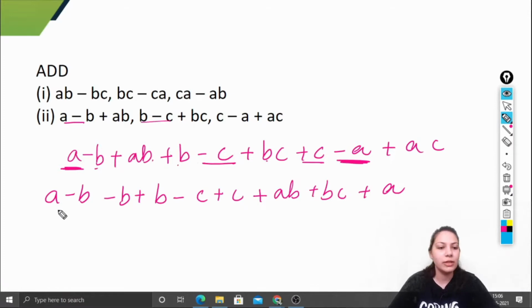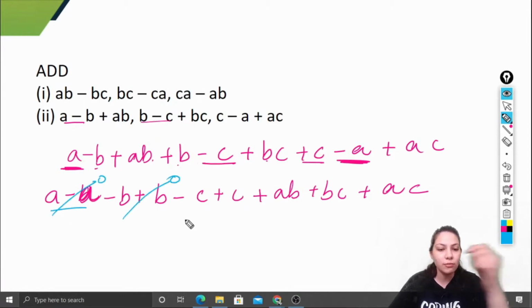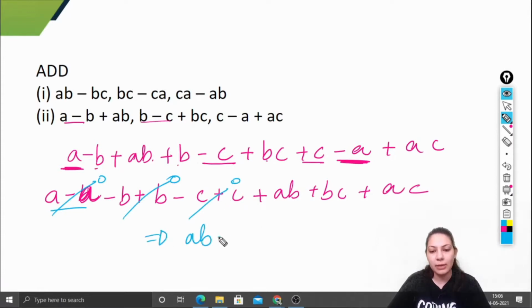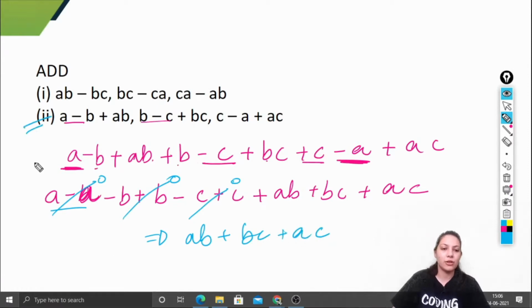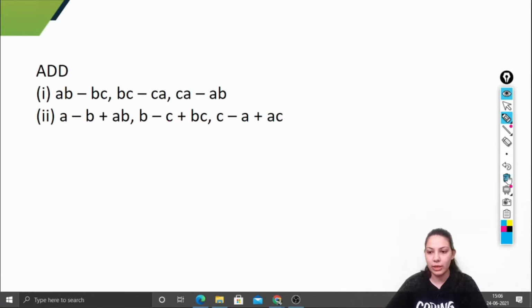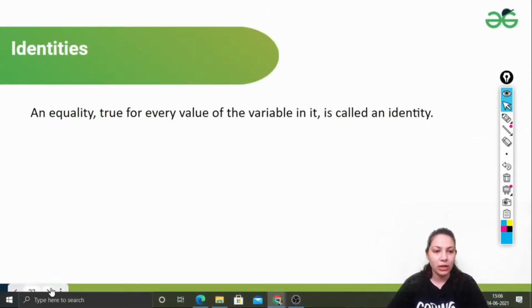So now let us solve this. So a minus a will cancel out, minus b plus b again cancel out, minus c plus c again cancel out. So what will be left in the answer? AB plus BC plus AC. So this is the final answer of our second part. So let us erase and let us move to another part.